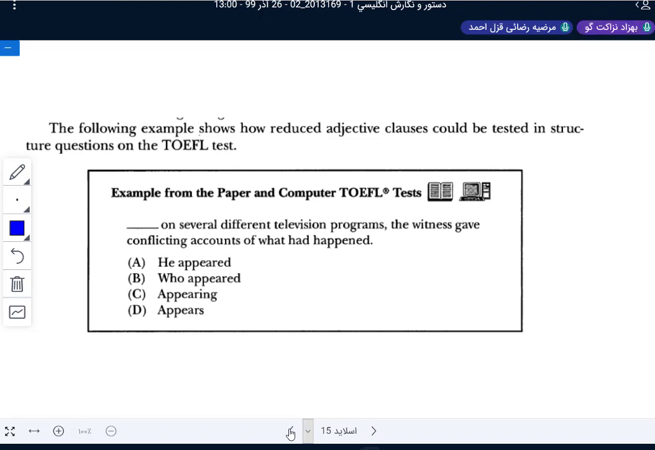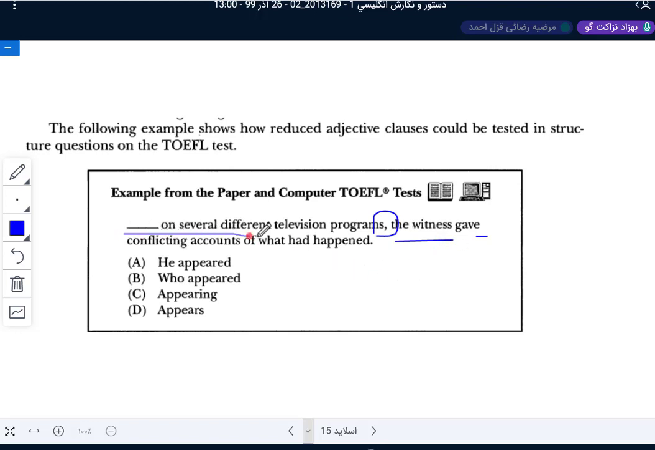different television programs, the witness gave counsel what had happened. Marzieh, do you see any mistake? Is there any comma? Yes, there is a comma. Do you see any coordinate conjunctions such as and, for, yet, so? No. So here you have the subject and verb. This is your main clause.